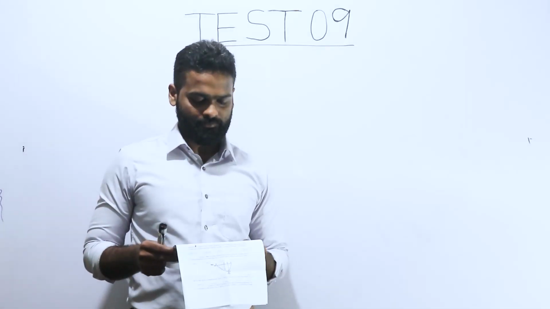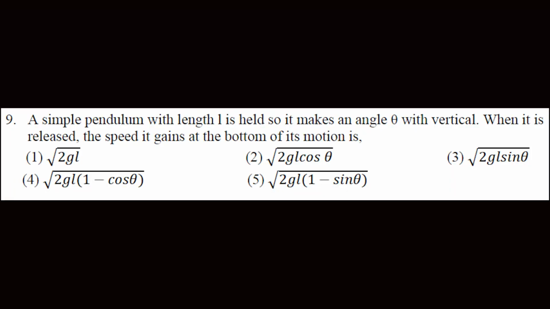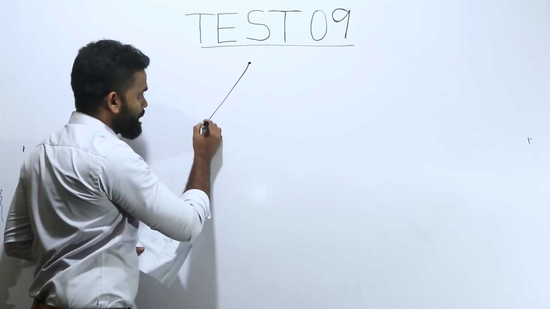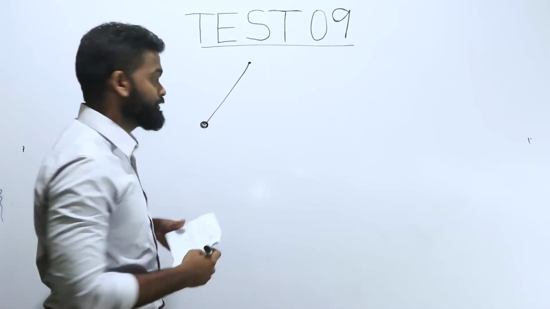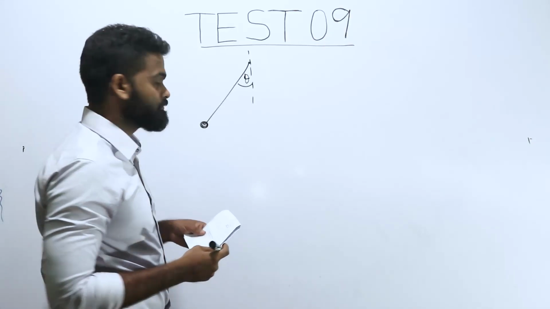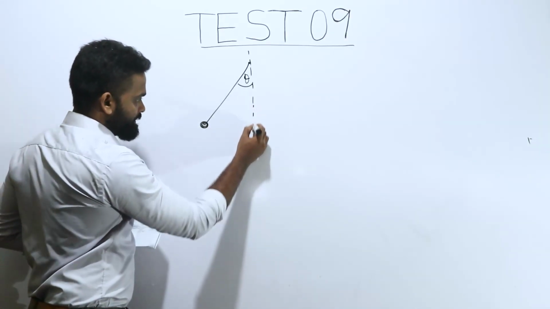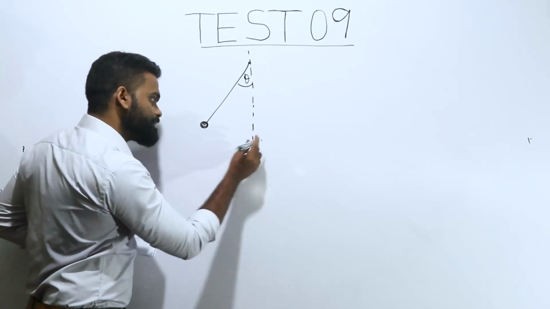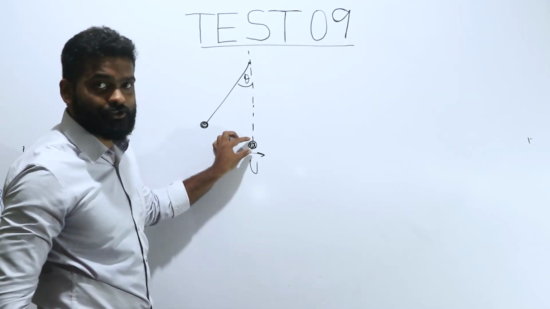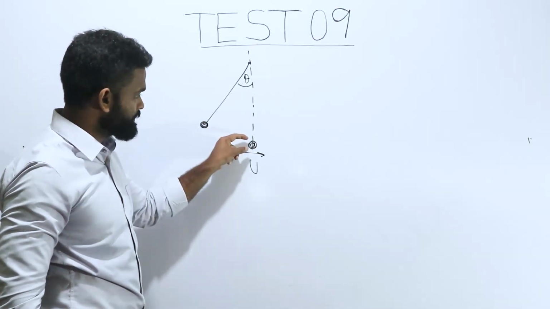Ninth question. A simple pendulum with length L is held so it makes an angle theta with the vertical. When it is released, the speed it gains at the bottom of its motion is. So we have a simple pendulum and it is held like this in this position. The angle that it makes with the vertical is theta. So what they ask is, you release it here, then it reaches here. What they ask is the velocity that it gains as it reaches this position.